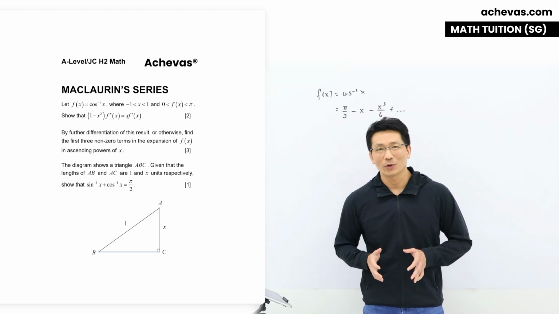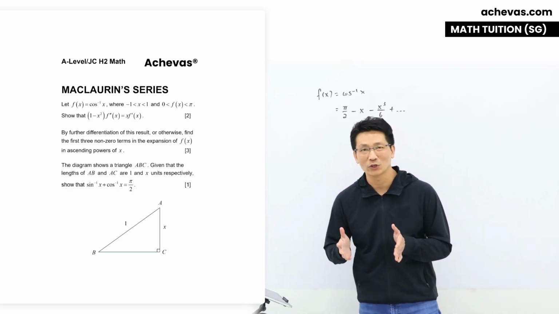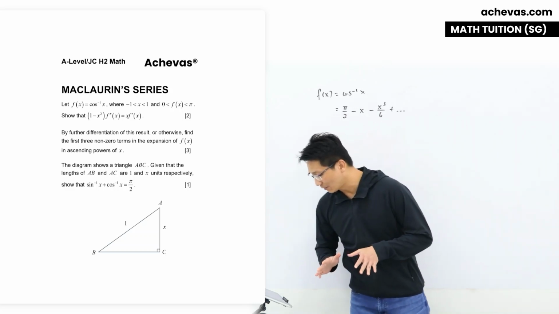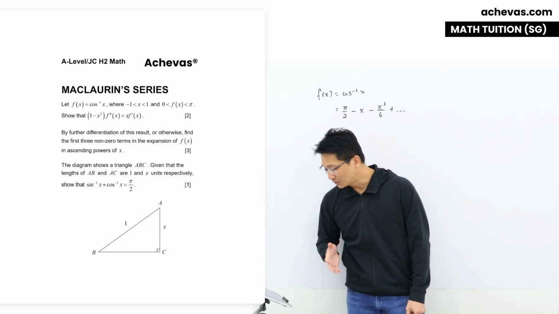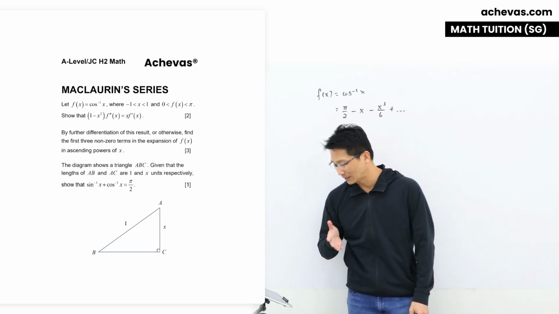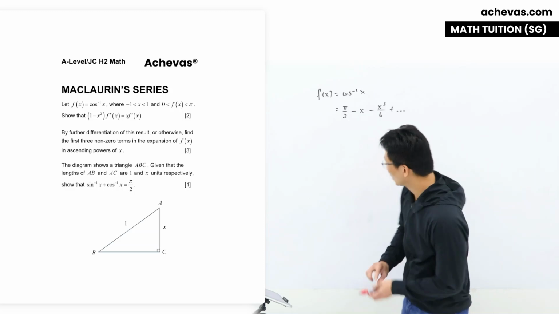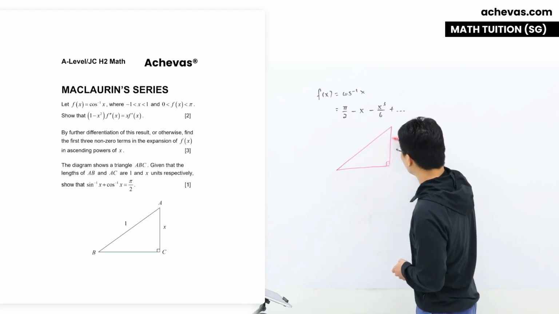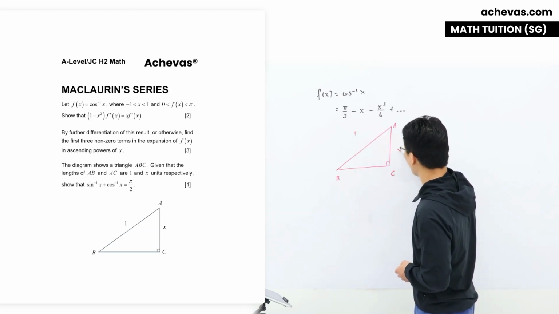In the first part of this question, we already found the Maclaurin expansion for cos inverse x, which I've replicated the answer here already. In this second part of this question, we are given a diagram, which is a triangle ABC. Using this diagram, we are supposed to show that sine inverse x plus cos inverse x equal to pi over 2. Let me just draw the diagram first. This is a right angle triangle. This is A, B, C. This is 1. This is x.